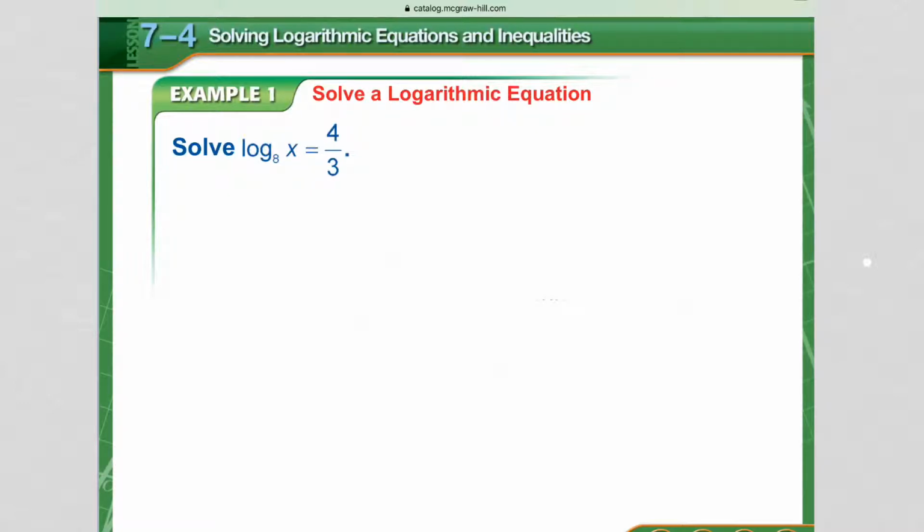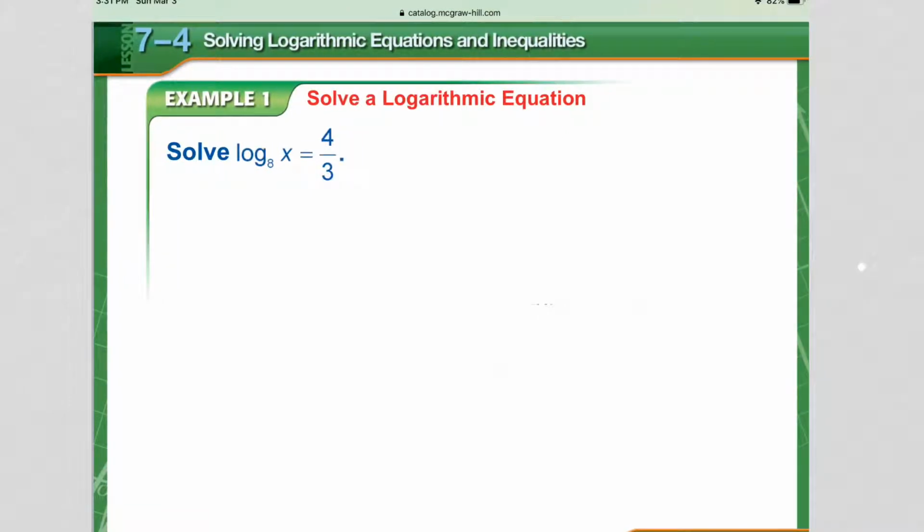Talking about solving log equations, the first thing we want to do, since we know the inverse or the opposite of log is exponential, and since our variable is here, is start by changing the log into an exponential. So please remember the problem starts with the base, which is the number at the bottom. So it's base 8. The exponent is what it equals, so it'll be 4 over 3, then equals the x.